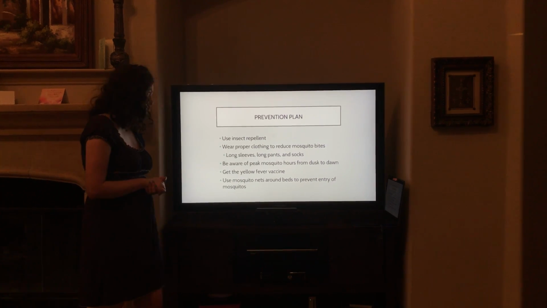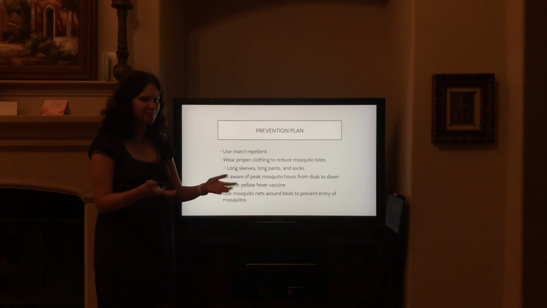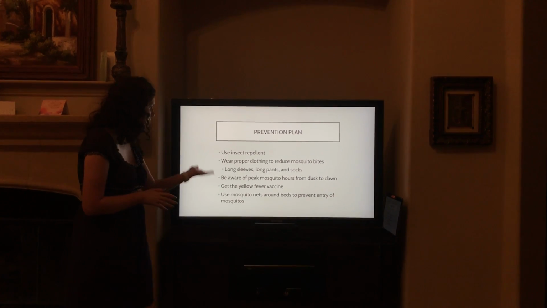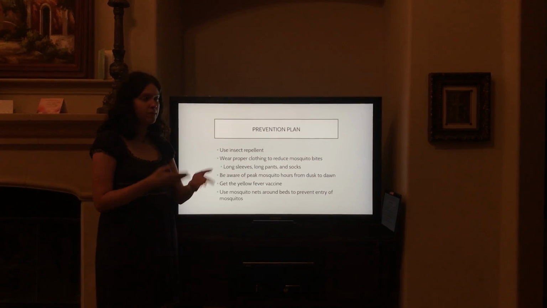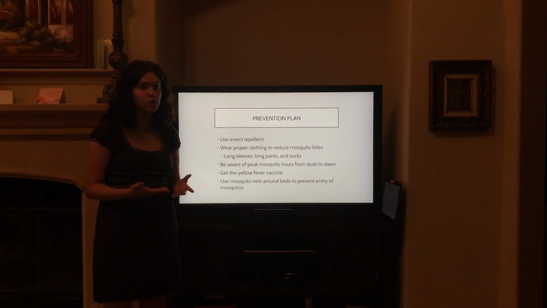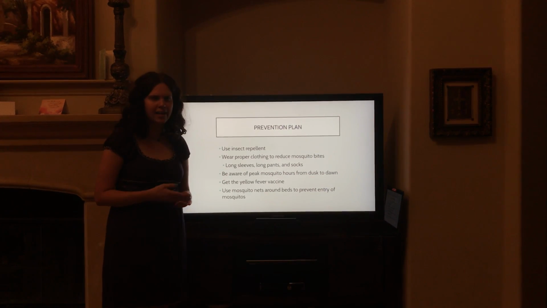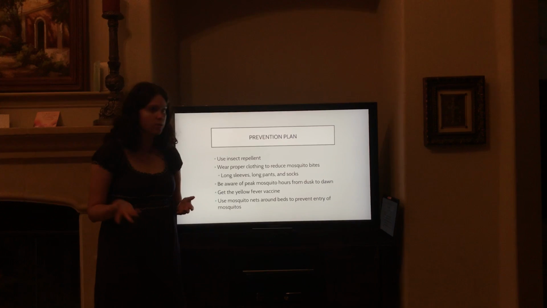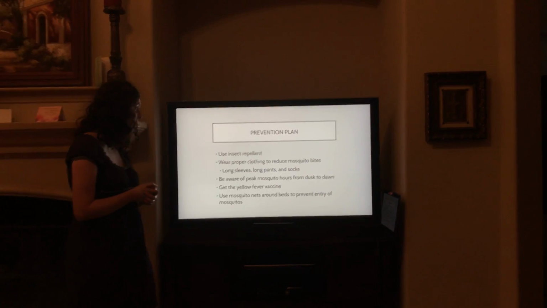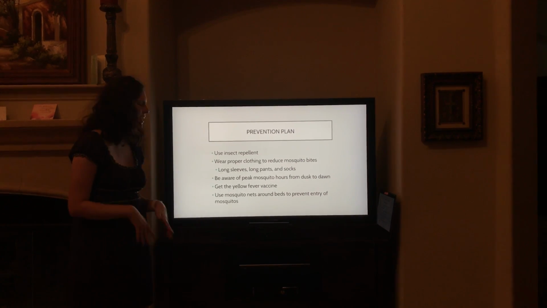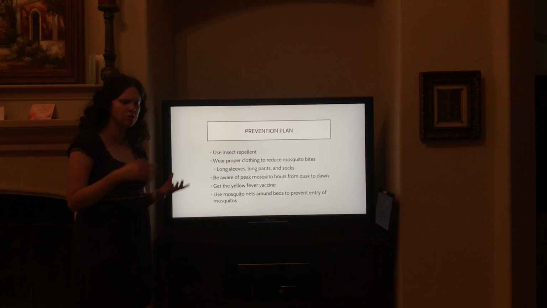So, the prevention plan. The CDC does recommend a few things to help prevent the spread of yellow fever. There are a couple here. Use insect repellent if one is going outside. Even mosquitoes here, you have to be really careful because they do spread a lot of diseases. So always use insect repellent if one is going to hike or go into the rainforest. Wear proper clothing if hiking to reduce mosquito bites, such as long sleeves, long pants, and long socks. And be aware of peak mosquito hours, from about dusk until dawn.